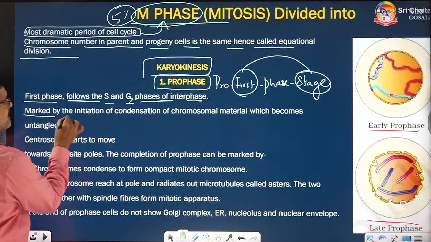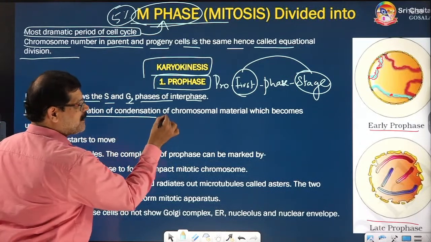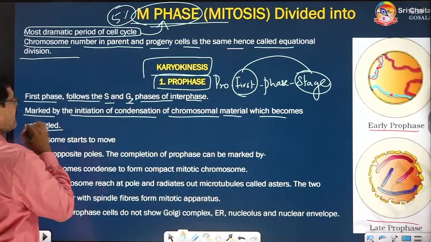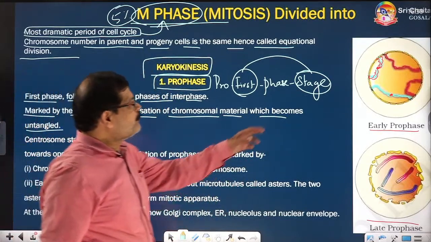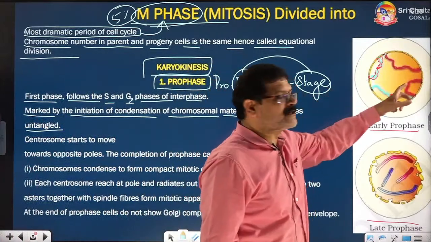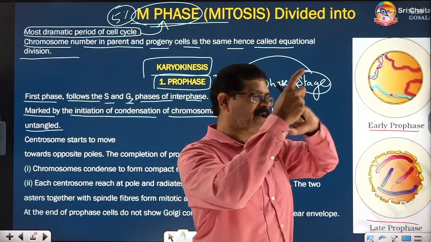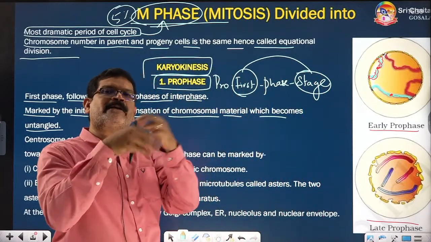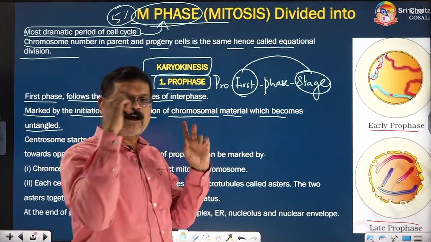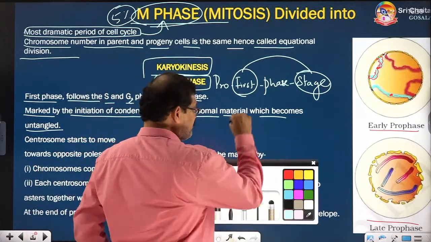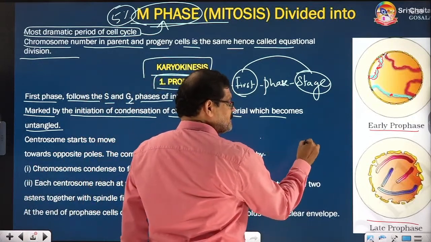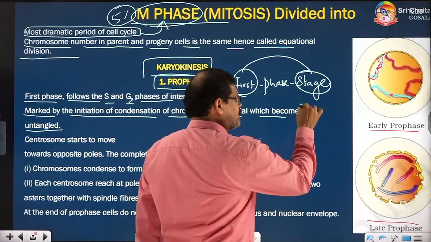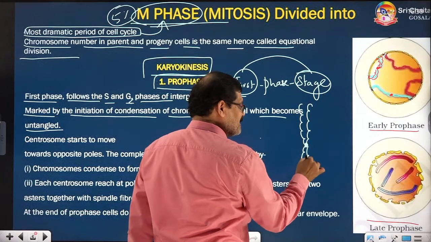Prophase is marked by the initiation of condensation of the chromosomal material, which becomes untangled. Here you find it is present attached, which is called tangled. Now it becomes untangled and it will be condensed to form the chromosome. I already showed it in the last picture. This is a centromere and it has 2 chromatids present because replication of the DNA has happened.